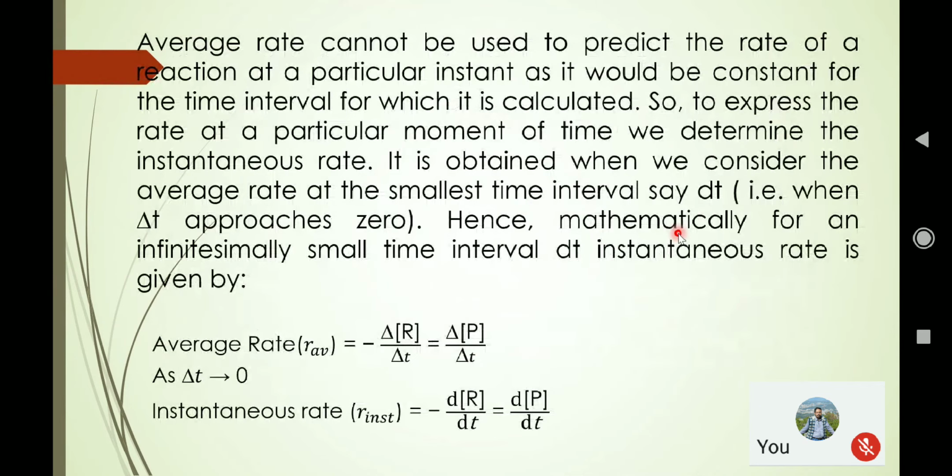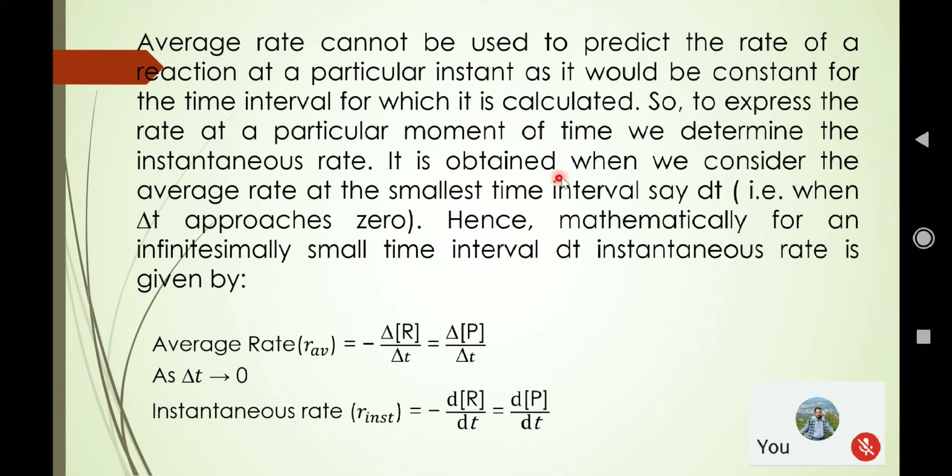The average rate, which is this larger change in concentration of reactant or product over a larger time interval, cannot be used to predict the rate of reaction at a particular instant, as it would be constant for the time interval for which it is calculated. So, to express the rate at a particular moment of time, we determine the instantaneous rate.